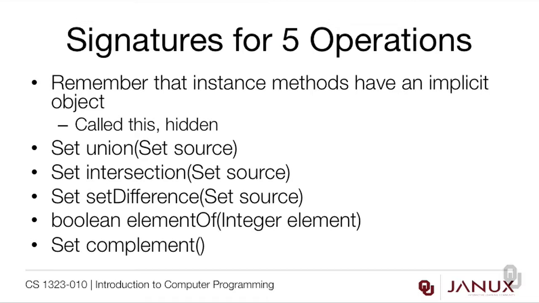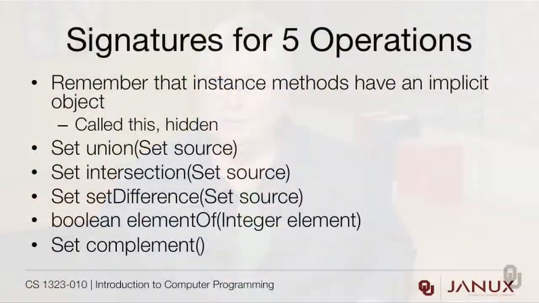The element of operator takes an integer parameter. Now we could have made this an int parameter too, but because we're storing integer objects, using an integer makes more sense. It returns a Boolean, as we mentioned before. The complement operator doesn't have any arguments. That's because it's going to take the complement of the implicit set, and it will return a set.